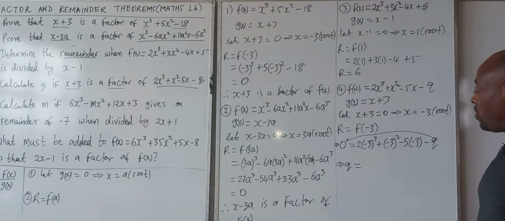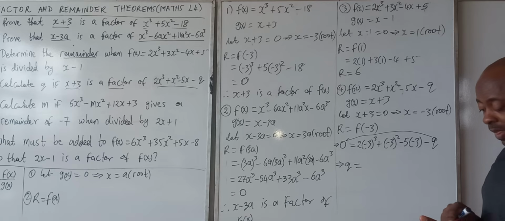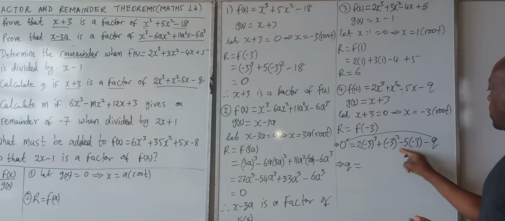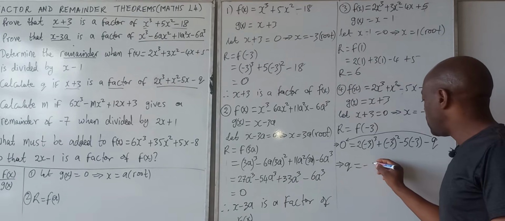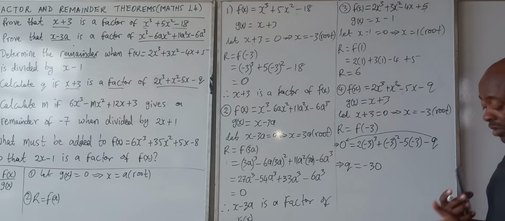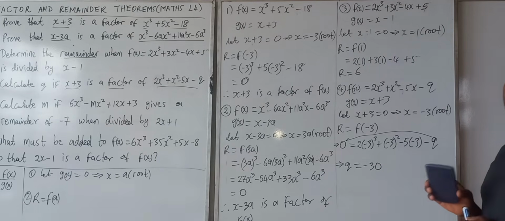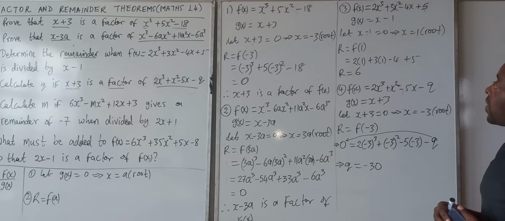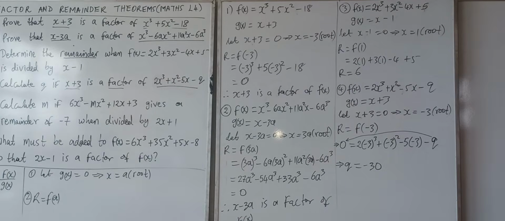So negative 3 cubed is negative 27 times 2 gives me negative 54. So I get negative 54. Then 3 squared is positive 9 plus 15. So that leads me to negative 30. So, ladies and gentlemen, you see I've succeeded in solving the value of q by using the factor theorem. So, we are done with the first 4. We can now go to number 5.